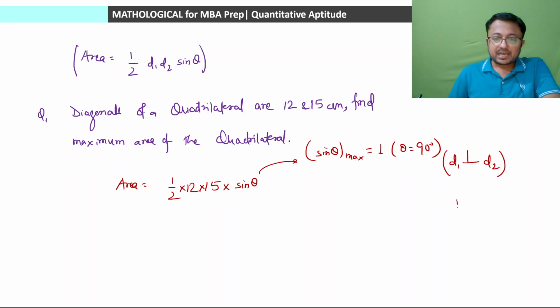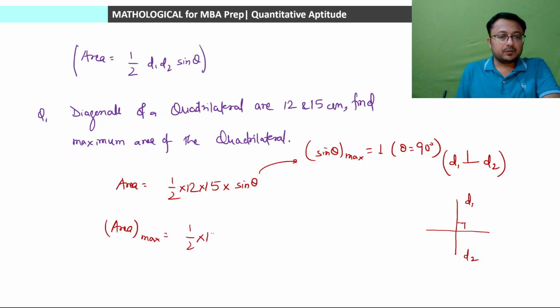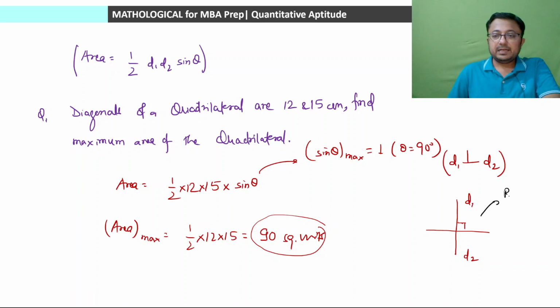So when the diagonals are perpendicular, the angle between diagonals is 90 degrees, then area will be maximum for a given value of the length of diagonals. So maximum area will be equal to 1 by 2 into 12 into 15, and that is 90 square units. Is that part clear? And diagonals are perpendicular in a quadrilateral when either it is a square or a rhombus.